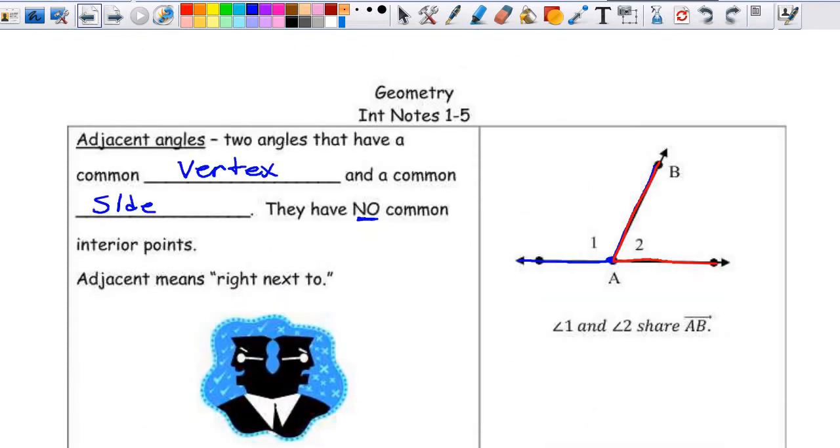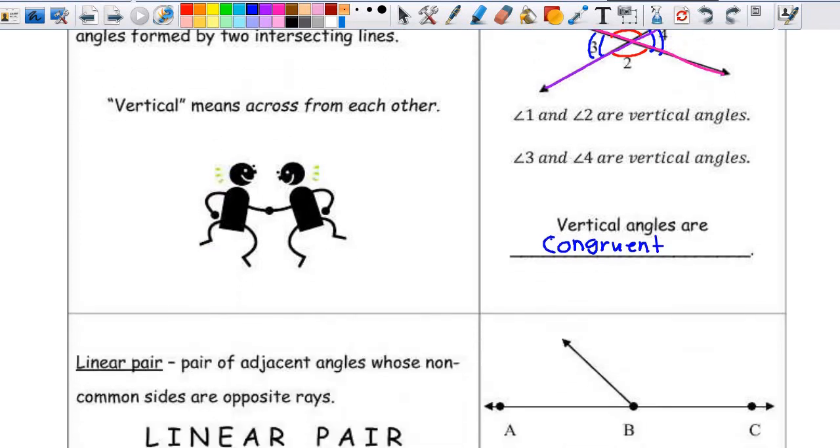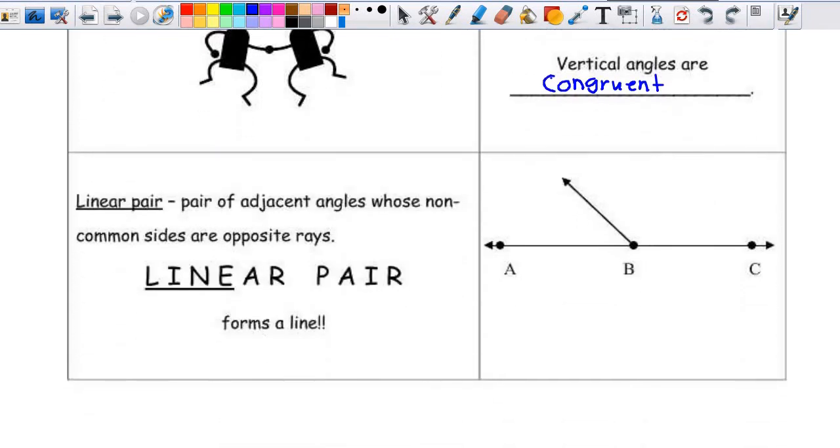Next up, we have linear pair. A linear pair is a pair of adjacent angles whose non-common sides are opposite rays. The key right here says it all. Line, all right? So it's two angles that form a straight line. So that would be like the angle in blue, and also the angle in red. Those two angles would end up forming a straight line, which we would call a straight angle. Now, you also need to know that they would add up to 180 degrees because they make a straight line. That's how many degrees would be in it, all right?